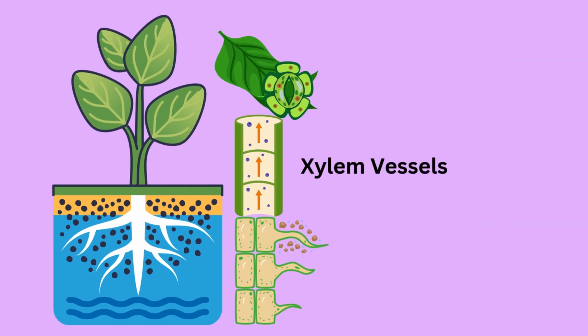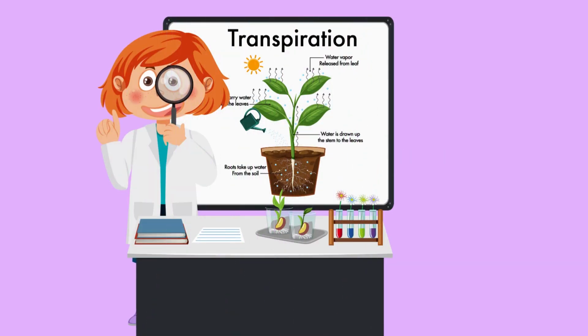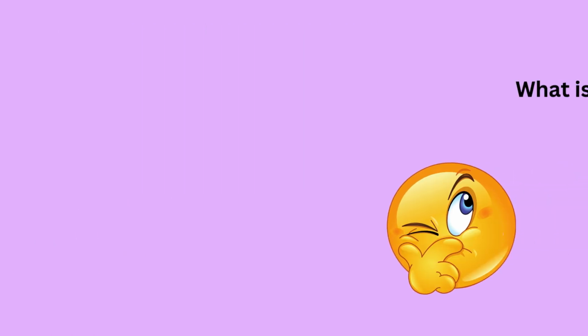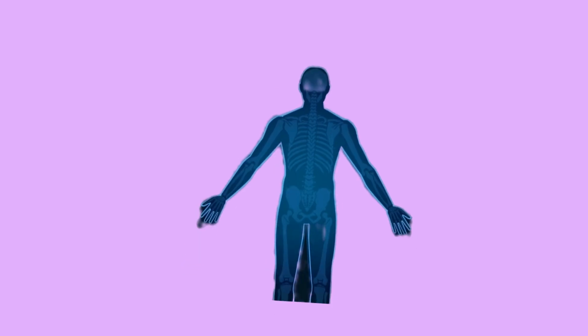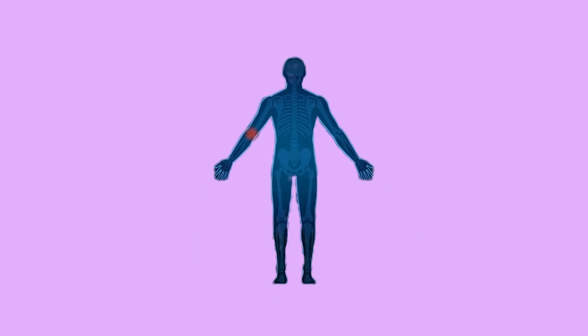Now, let's follow the journey of water in plants. As the root hair cells suck up water, xylem transports it, and leaves transpire through stomata. This process, as we said, is transpiration. It helps cool the plant and brings nutrients up from the soil. Quick check. What is the main tissue that transports water in plants? Pause and think. That's right. It's the xylem vessels.